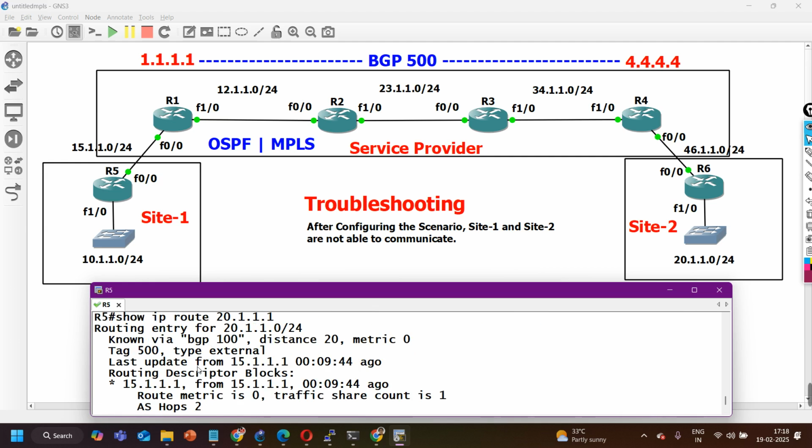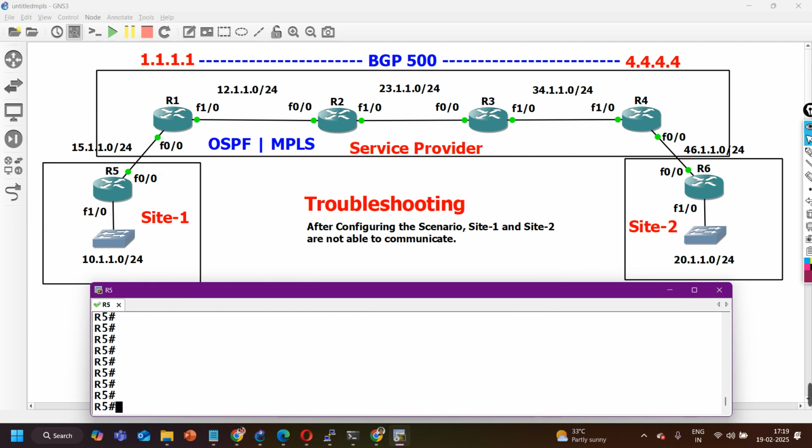So you can see the route is there in the routing table, and this prefix, this subnet, is known via BGP. The BGP AS number is 100, it is eBGP, that's why the distance is 20. And the last update is from 15.1.1.1. 15.1.1.1 is nothing but router 1. Between router 1 and router 5, I am running this subnet 15.1.1.0. You can see the subnets between all the routers. So fine, the route is there in the routing table of R5.